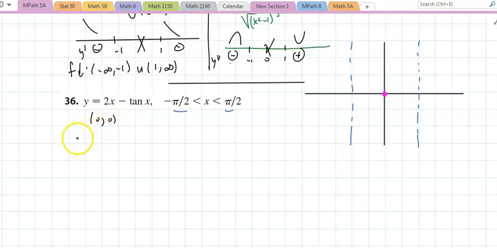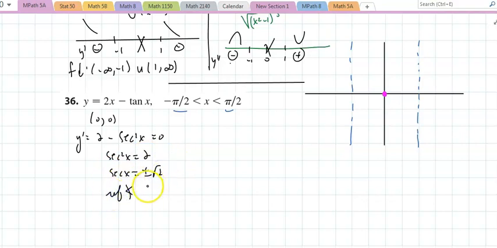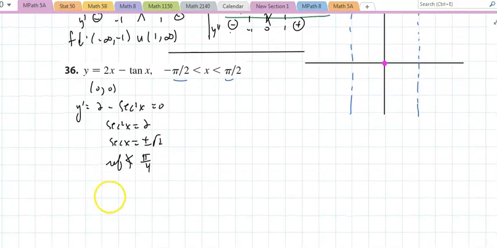Now, if I take the first derivative test, right? Derivative of that will be 2 minus derivative of tangent is secant squared of x. That equals 0 when secant squared of x equals 2, and the secant of x equals plus or minus radical 2. The reference angle, secant equal radical 2, which cosine is 1 over radical 2, that's pi over 4, and it should be in all quadrants, but I'm limited.